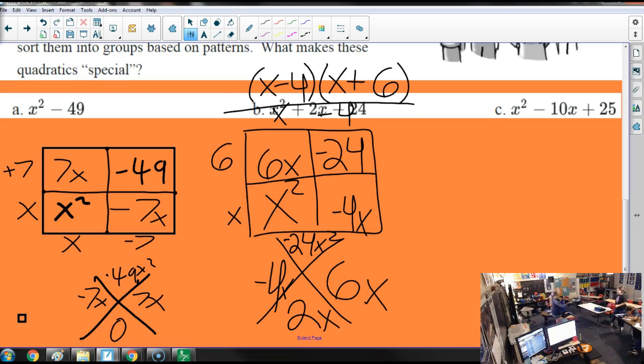C. Anyone notice anything interesting about C? When we look at the B value compared to the C value? They're related by a factor of 5.